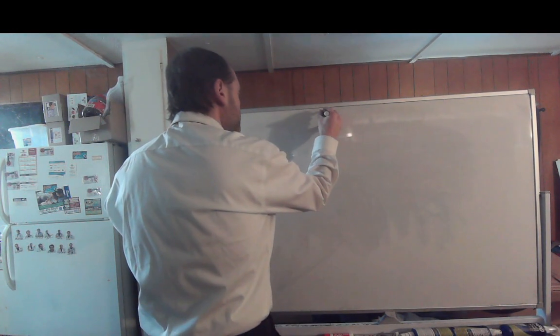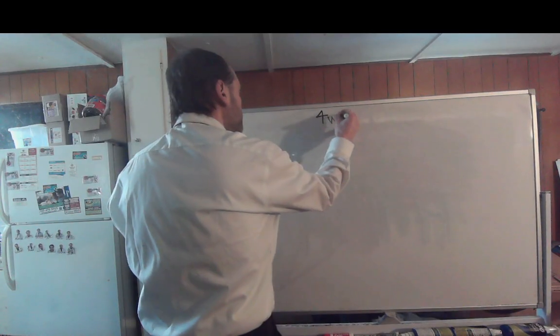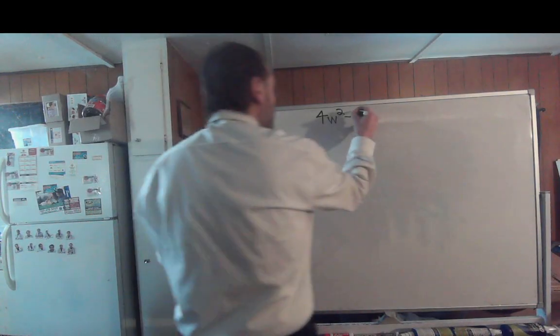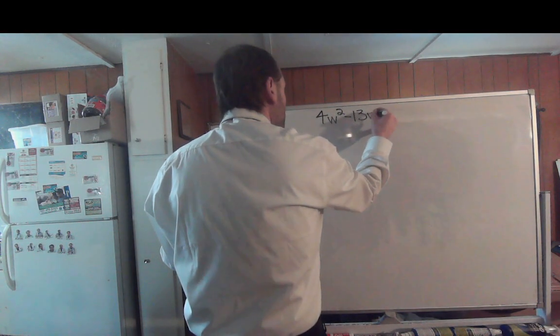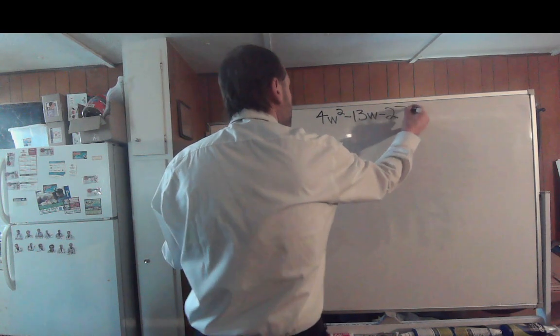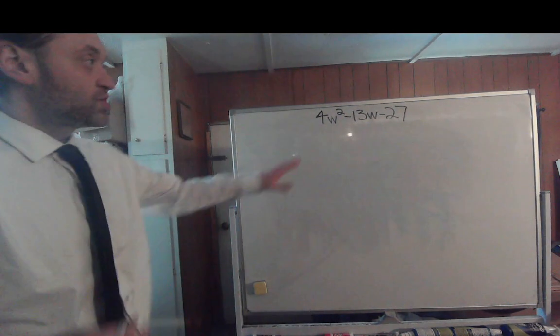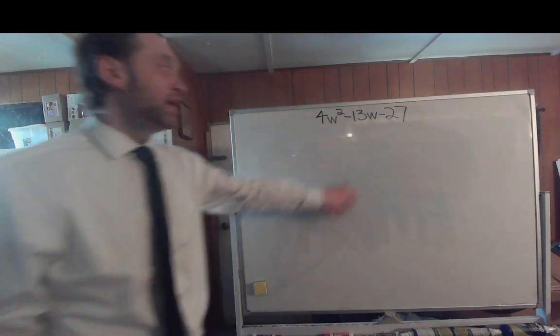Okay, let's give you 4w squared minus 13w minus 27. So we have 4w squared minus 13w minus 27.